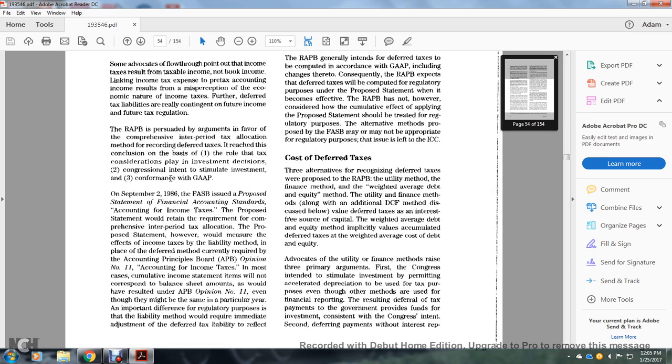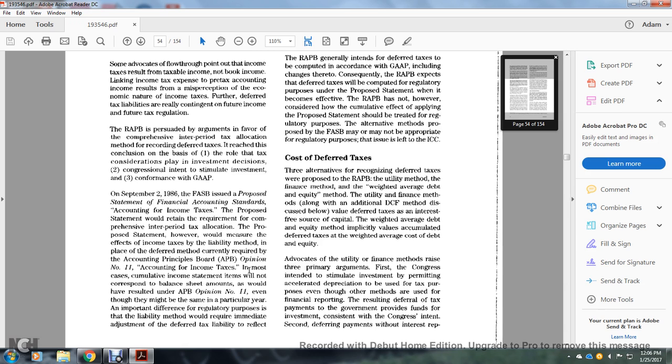On September 2nd, 1986, the Financial Accounting Standards Board issued a proposed statement of financial accounting standards on the accounting for income taxes. The proposed statement retains the requirement of comprehensive interperiod tax allocation. It changes the measurement of the effect of income tax to the liability method, to replace the deferred method currently required by the Accounting Principles Board.